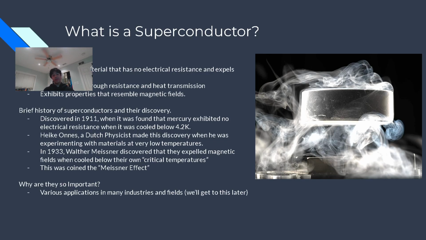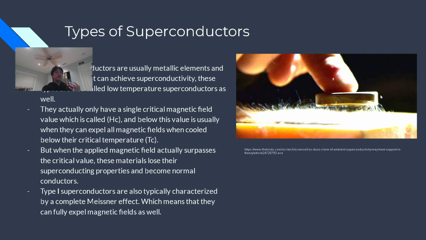And in 1933, Walther Meissner actually discovered that they expelled magnetic fields when cooled below their own critical temperature, and this was coined the Meissner effect. And we'll get into why these are so important in many different industries and fields in the next couple slides. So here we go. First of all, let's get into the types of superconductors.